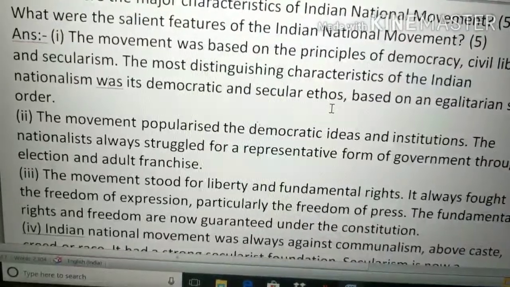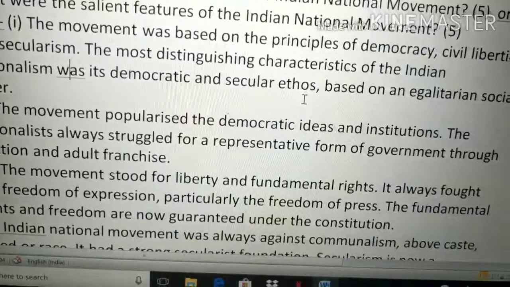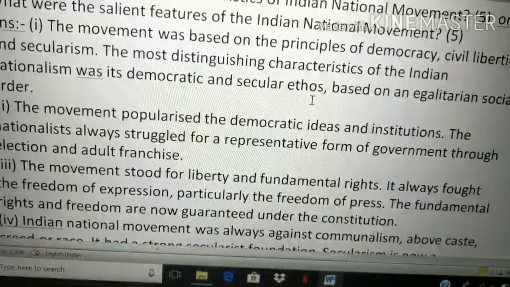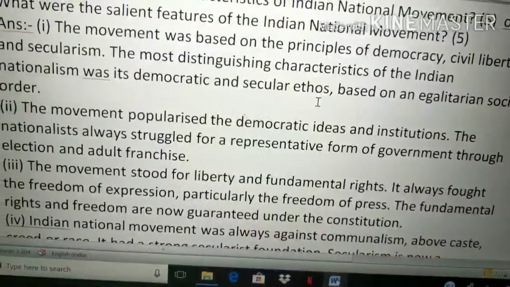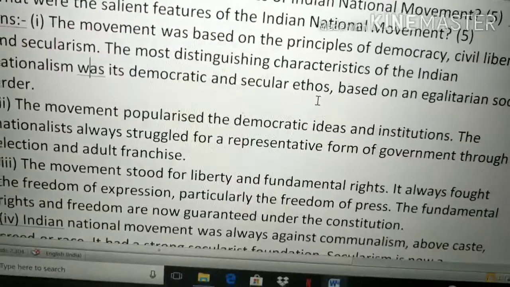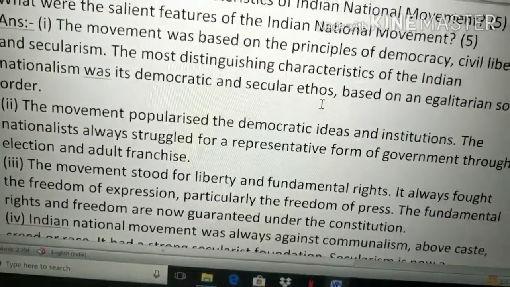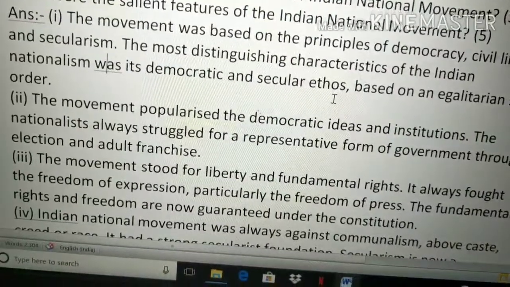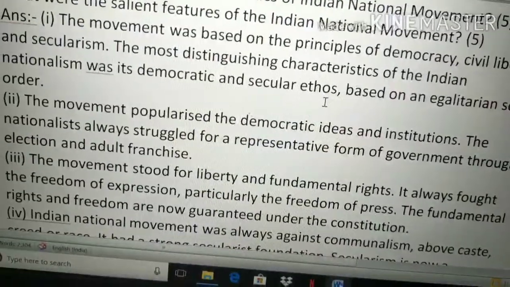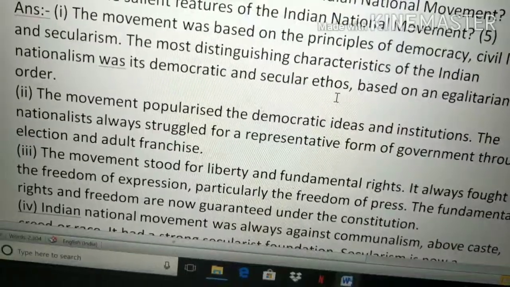Number 2. The movement popularized the democratic ideas and institutions. The nationalists always struggled for a representative form of government through elections and adult franchise. The movement stood for liberties and fundamental rights. It always fought for the freedom of expression, particularly the freedom of press. The fundamental rights and freedoms are now guaranteed under the constitution.